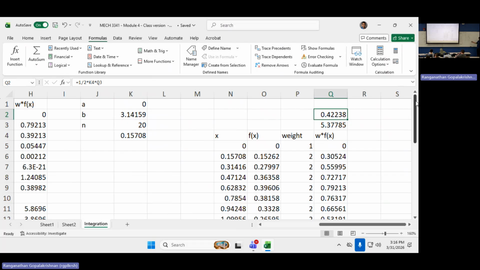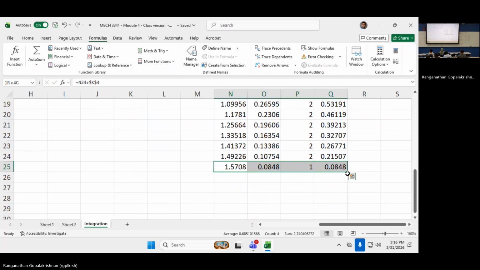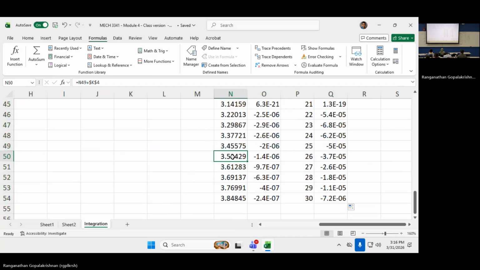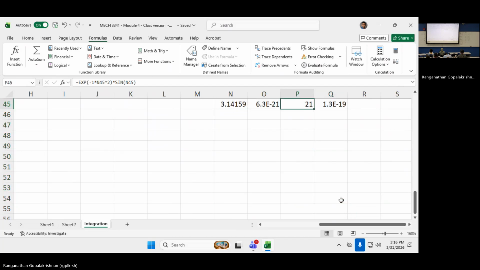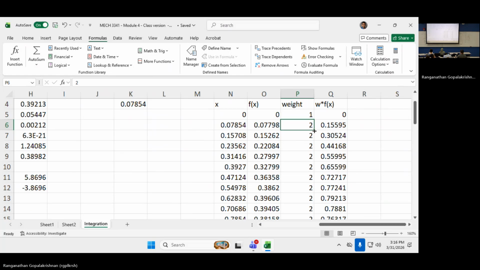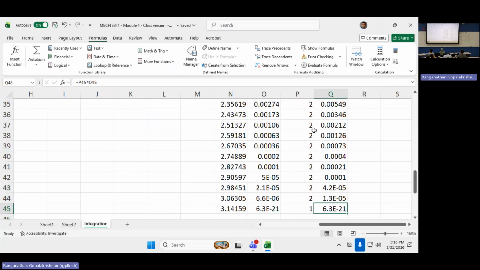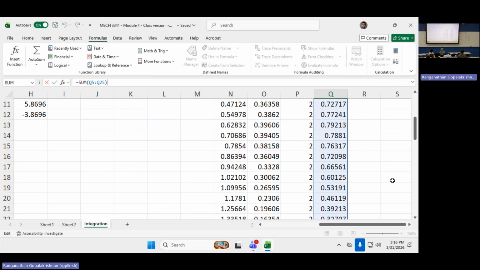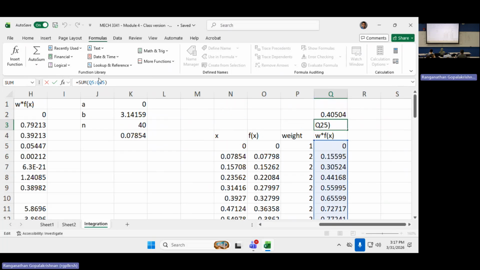We don't know if we are there yet. So what do we do to know if we have reached the optimal number of segments? Double it one more time and see. So we'll do 40 segments. We'll do 40 segments and try to see. Those who have a laptop, you can easily set this up and do with me. So we'll do 40 segments. Okay, and I need to update the summation to go all the way down to Q45.